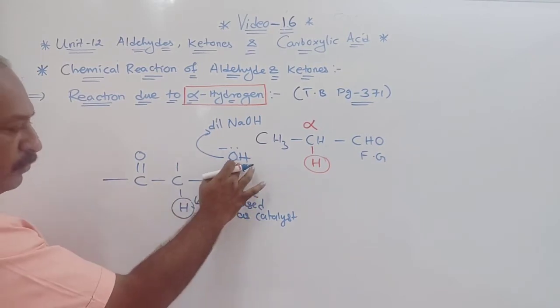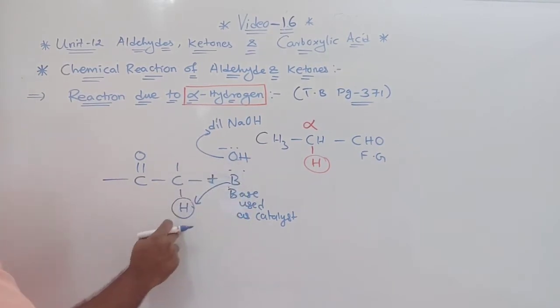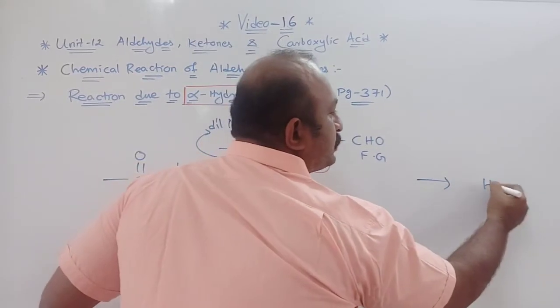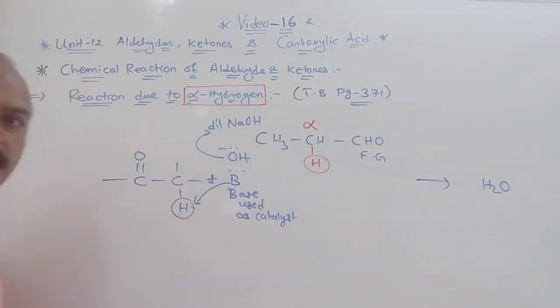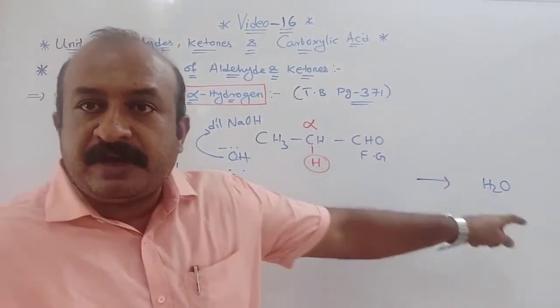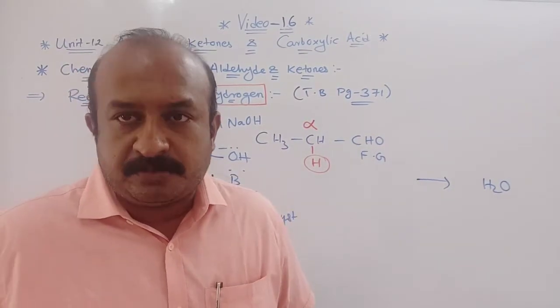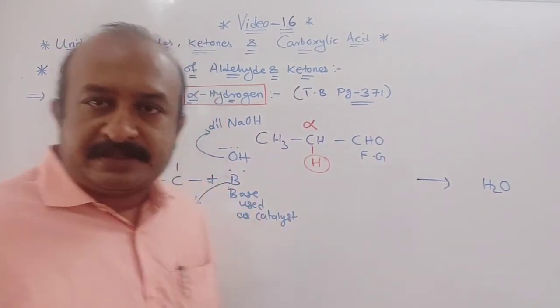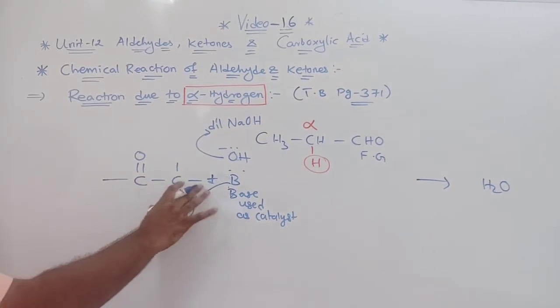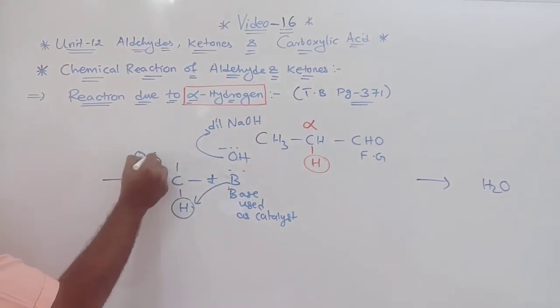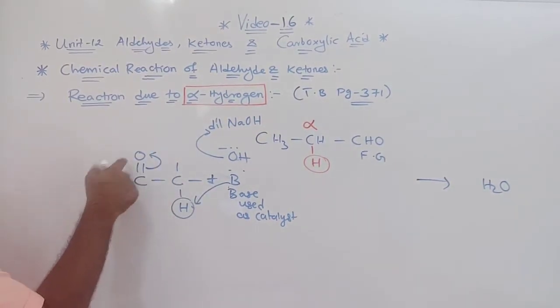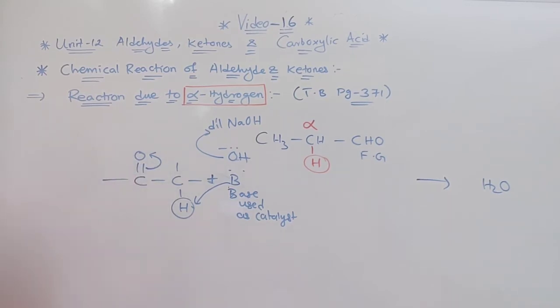So suppose OH and H get together, you will get H2O, which will be removed in this case. And the product after removal of H2O is called the condensation product. Now, in the simple reaction, the oxygen of the carbonyl group is more electronegative, so it will take this electron pair.